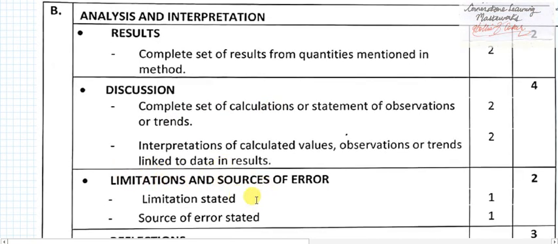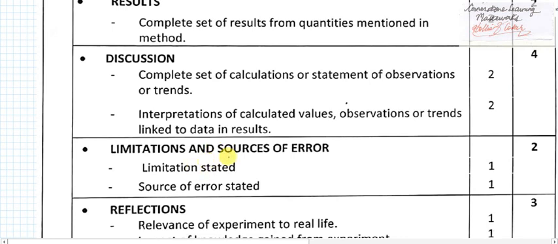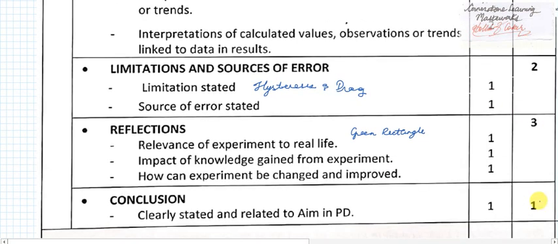Limitation and source of error, so this is where hysteresis will come in and your drag and all of that. Right? So here you have hysteresis and your drag. And reflections, you refer to it having the green rectangle on top. Relevance to life. I can actually give it relevance. Right? If you understand how things behave in flight, we could do a lot of things with it. Impact of knowledge gained from experiment. How can the experiment be changed and improved?